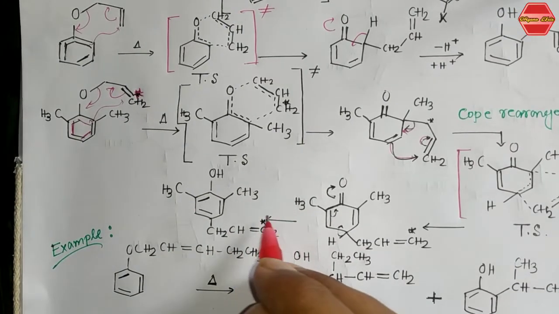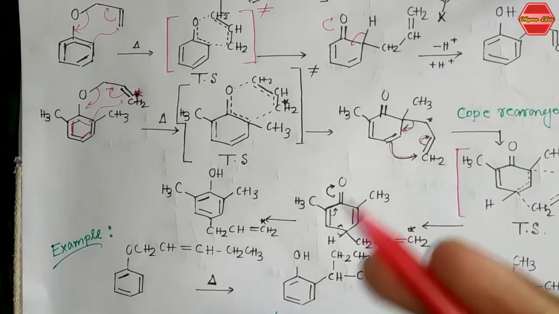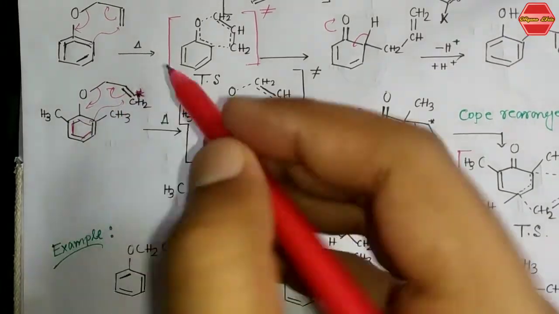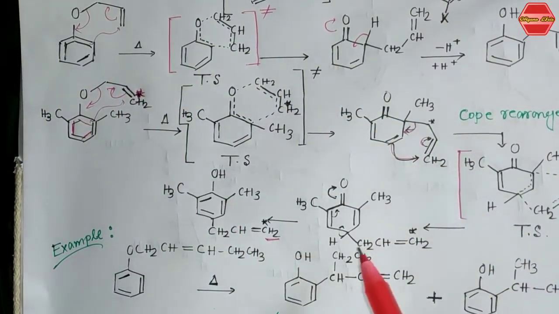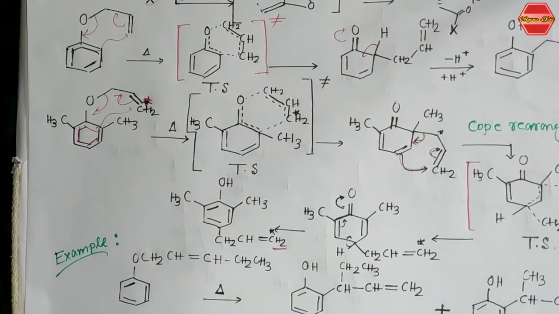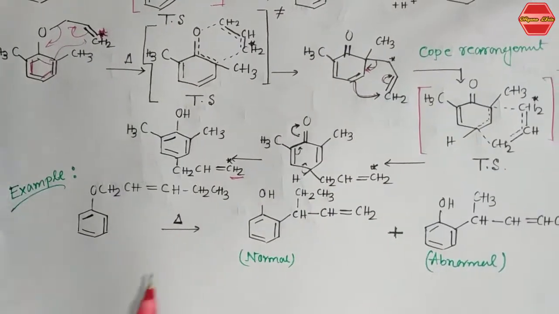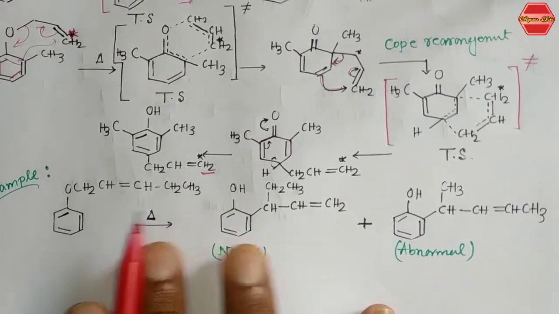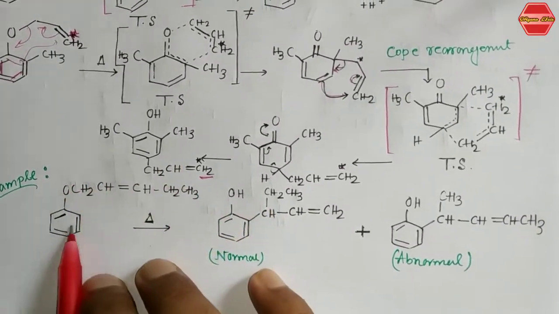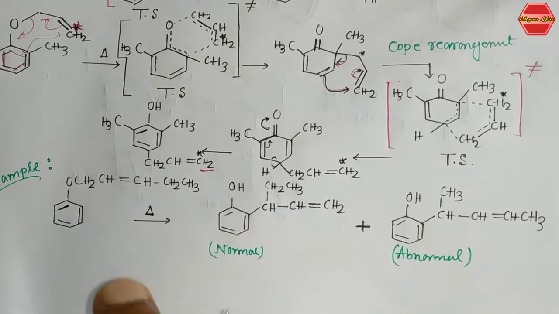Now you can see that this CH2 has this star mark, so you can start from here and you are getting this kind of star-marked product over here. So it suggests that this reaction is basically an intramolecular rearrangement. One of the interesting things of this reaction is that if you have this kind of substrate, there is a possibility of two different kinds of product.